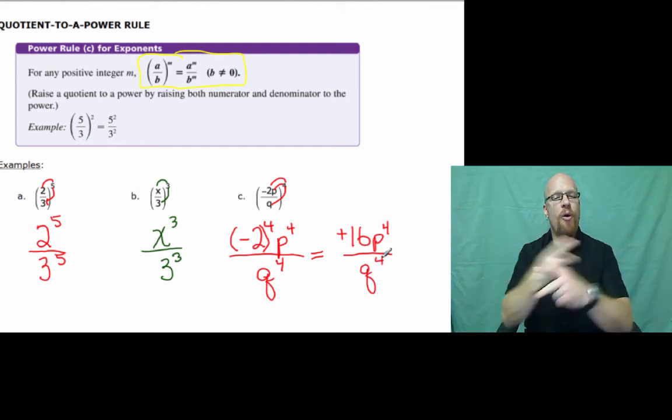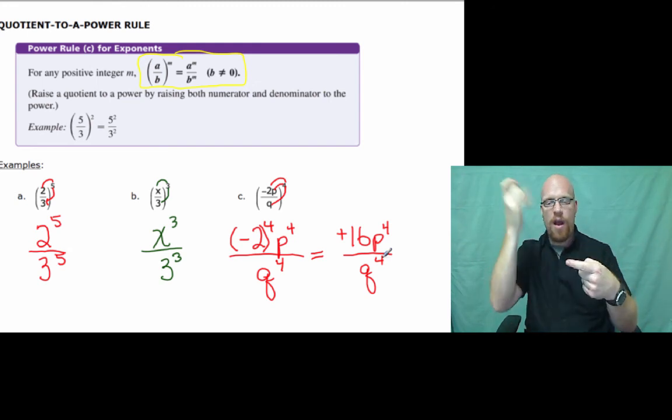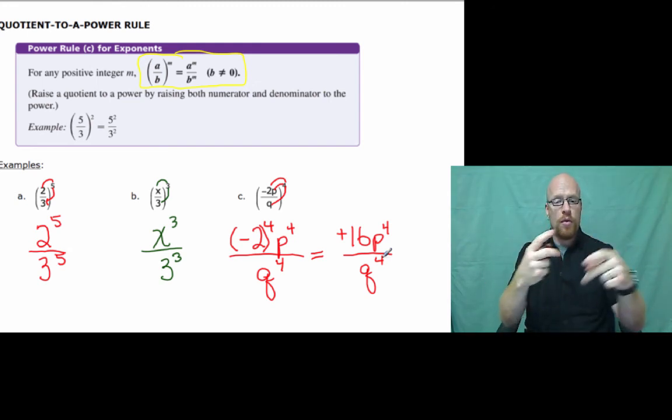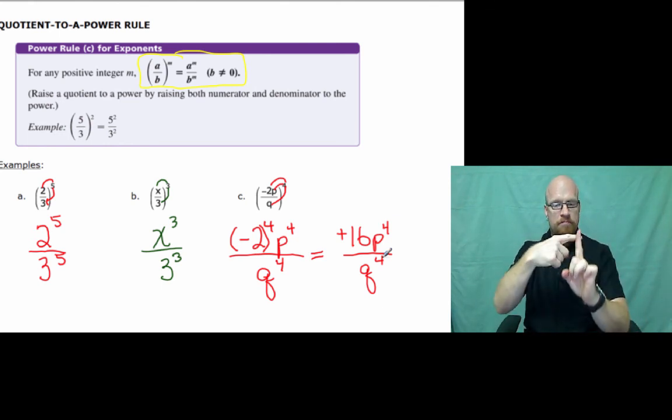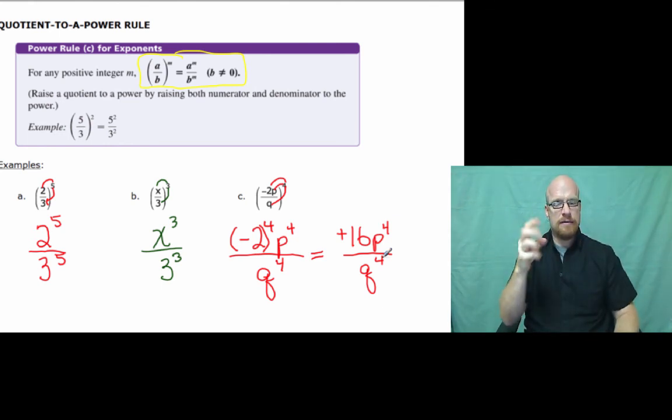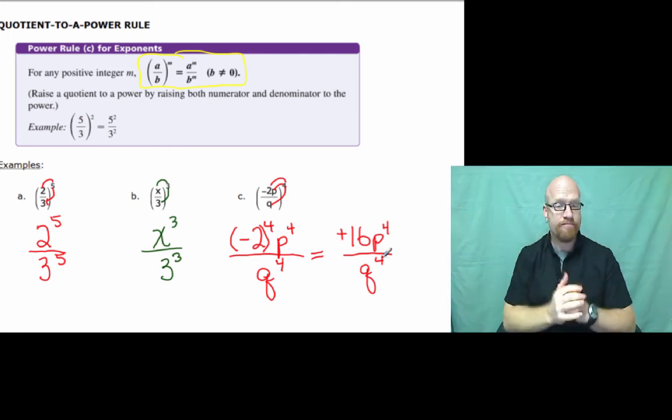As you can see, I multiplied negative 2 to the fourth out, so it became negative 2 times negative 2 times negative 2, and then times negative 2. 4 negatives become a positive. We have 16 p to the fourth divided by q to the fourth.